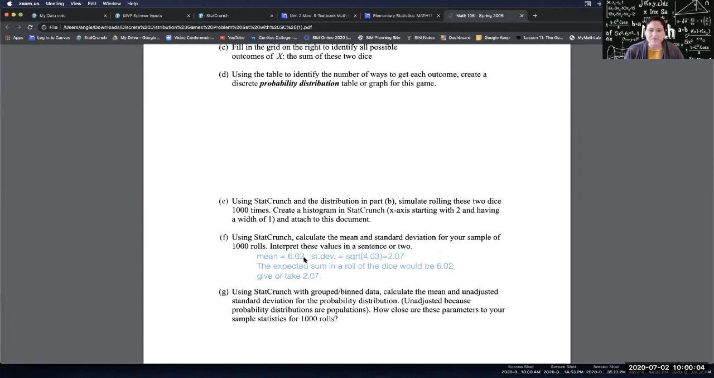Oh, was this your mean and standard deviation? Oh, this was for the 1,000. Okay, let me see if you can copy and paste these? You can't. And then again, in the population, we got that the mean was exactly 6, and the standard deviation was, what was the standard deviation? 2.04, I think. Is that right?